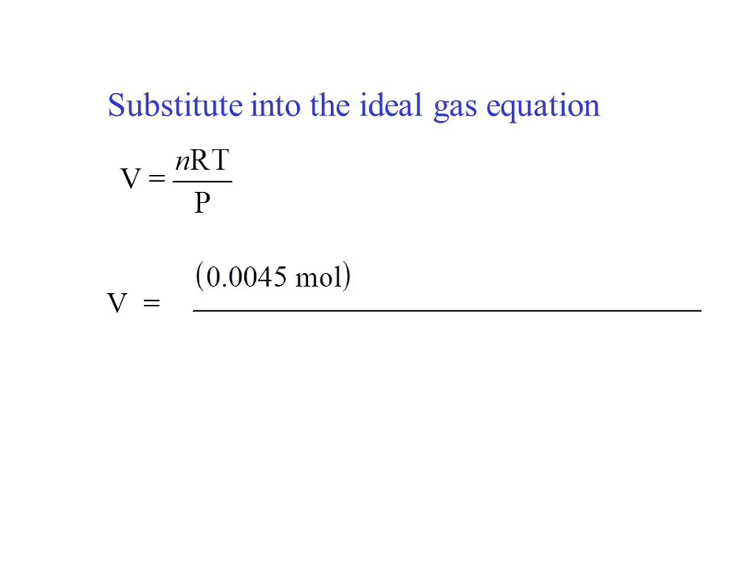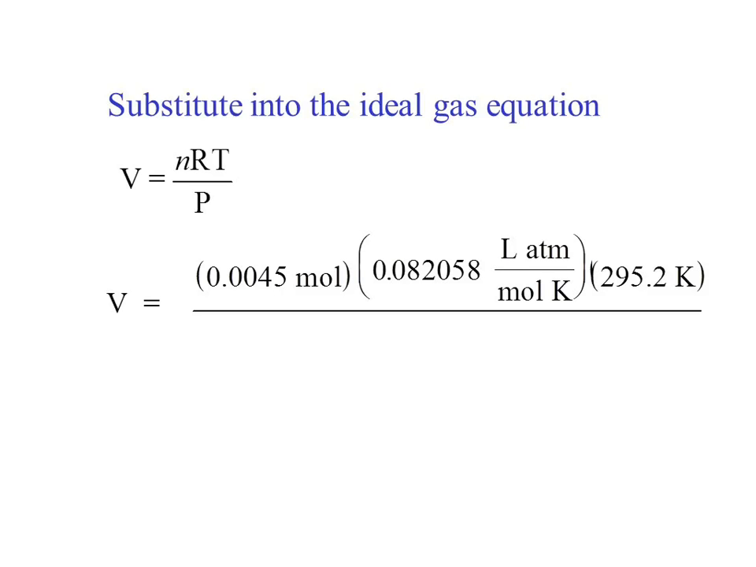So for volume, in the top we have 3 terms: the number of moles, the N, the R, and the T. Those are all in the numerator. The units of N, of course, are moles. The units of R, that middle term in the numerator, is liters atmospheres per mole Kelvin. And then, of course, we have our temperature term in units of Kelvin. And then there's only 1 term in the denominator, the pressure term, and that's that 0.963 atmospheres.